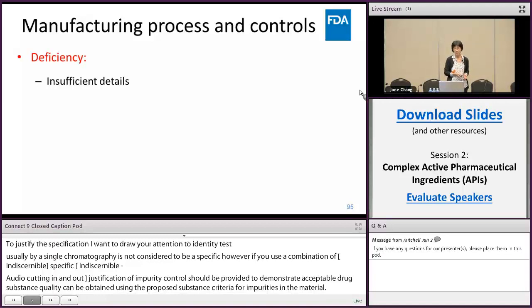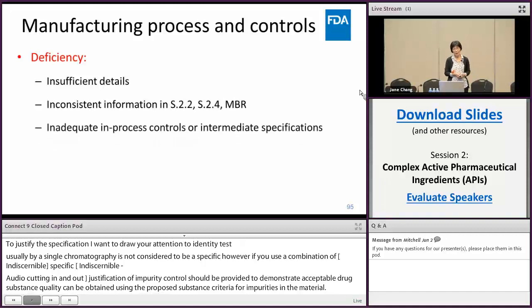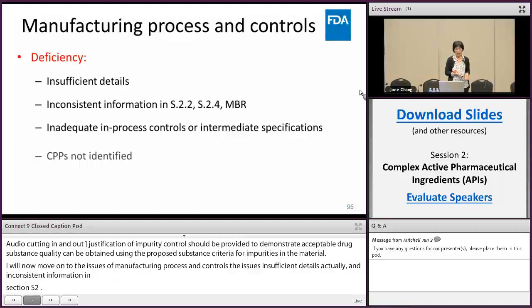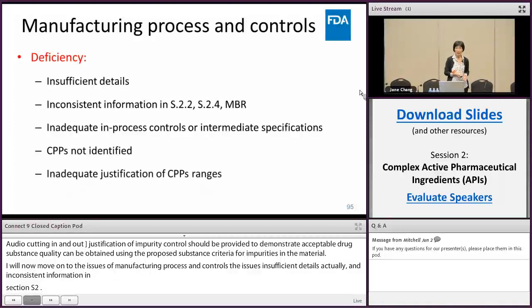This is actually very common. Or inconsistent information in sections S2.2, 2.4, or master batch record. Or due to inadequate in-process control or intermediate specifications. Or because the critical process parameters are not adequately identified. Or because the ranges for the critical process parameters are not adequately justified.